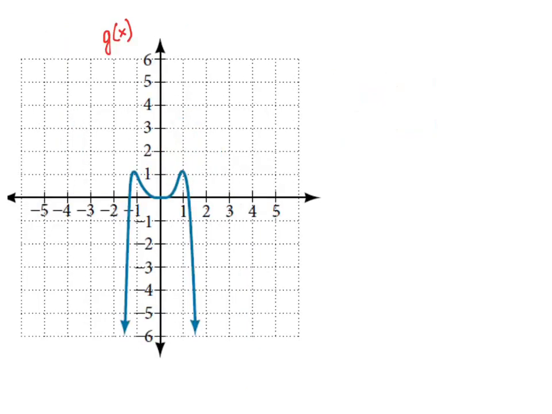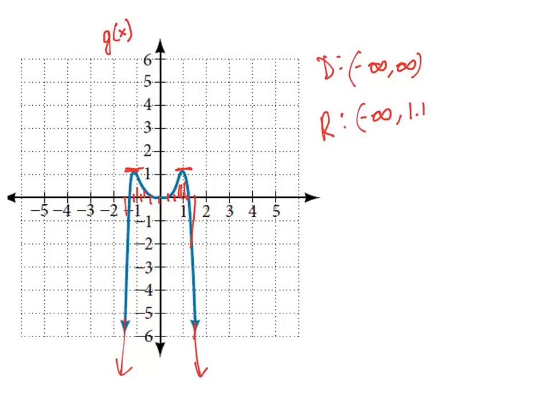All right, and then let's look at g of x. The domain here, again, anywhere we have an x value, it's going to hit the graph. So the domain here is going to be all real numbers. For the range, looks like there's no smallest y value because it goes all the way down to negative infinity. And then the greatest y value looks like, I don't know, 1.1 or 1.25, wherever that graph hits. So let's say 1.1, and we'll include that.